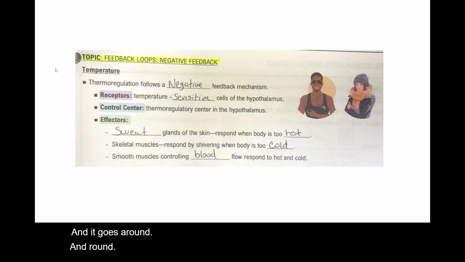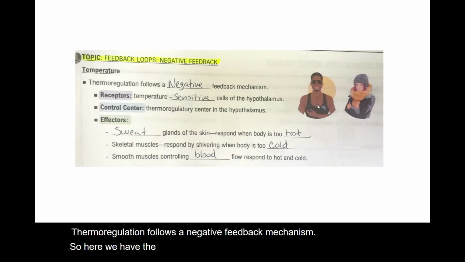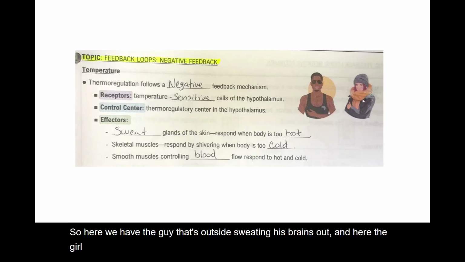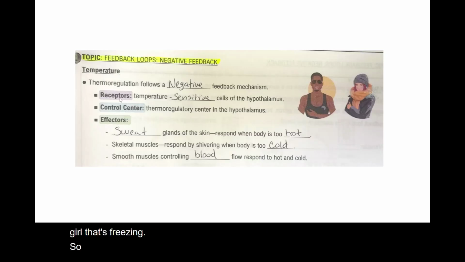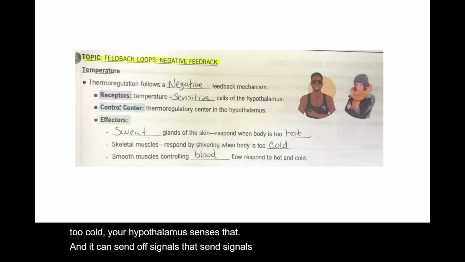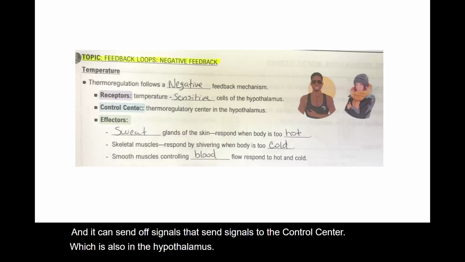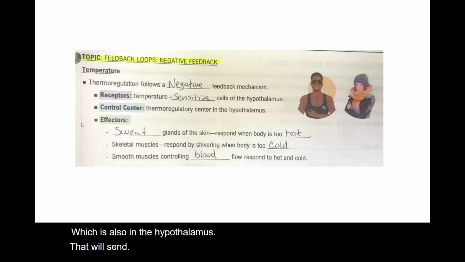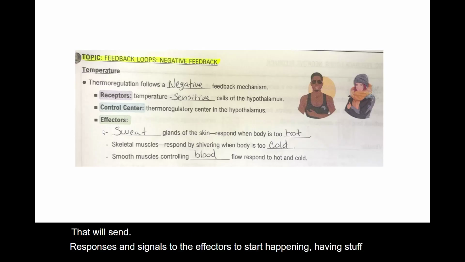All right. Temperature. Thermoregulation follows a negative feedback mechanism. So here we have the guy that's outside sweating his brains out, and here the girl that's freezing. So the receptors are temperature sensitive cells in the hypothalamus. So when you get too hot or too cold, your hypothalamus senses that, and it can send off signals. That sends signals to the control center, which is also in the hypothalamus. That will send responses and signals to the effectors to start having stuff happen to get it back to normal.